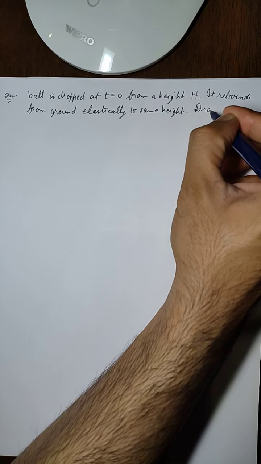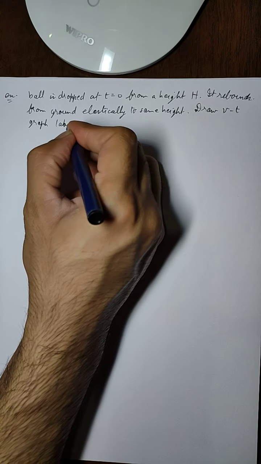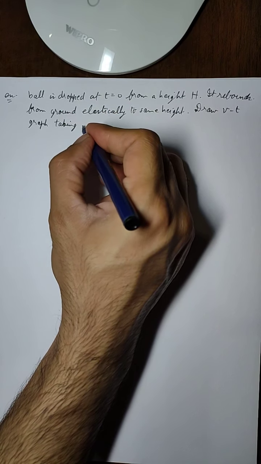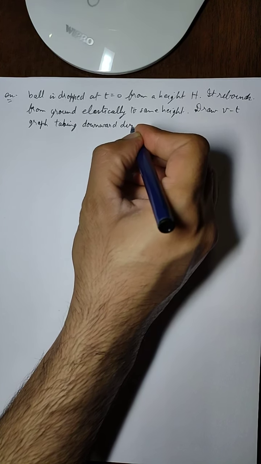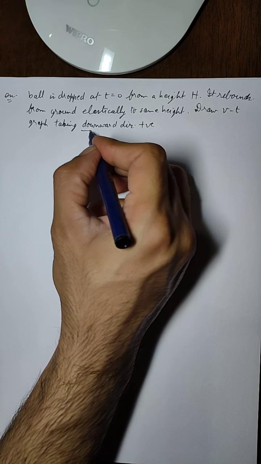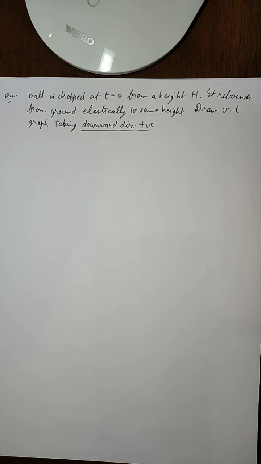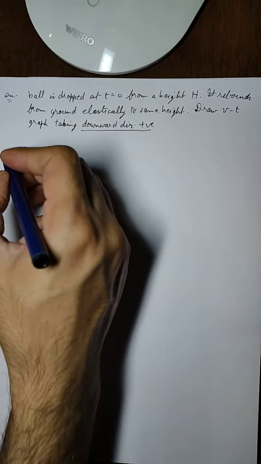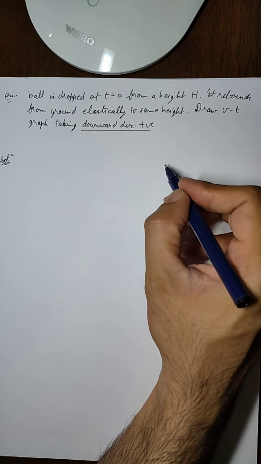And we have to draw a velocity time graph, a VT graph, while taking downward direction positive. Now this question is making it compulsory to take downward direction positive. Till now we have been taking the upward direction positive. For this we will take downward direction positive. So let me draw the diagram of this situation.